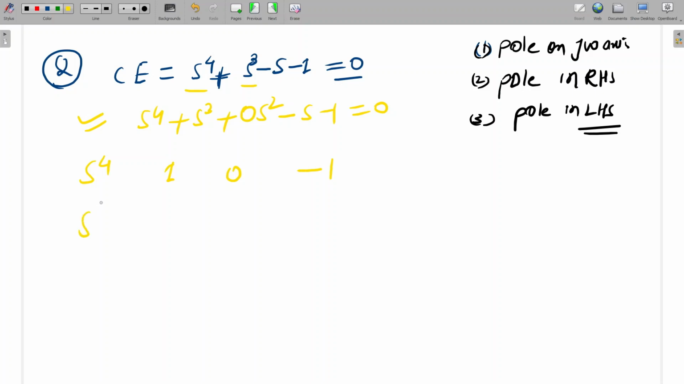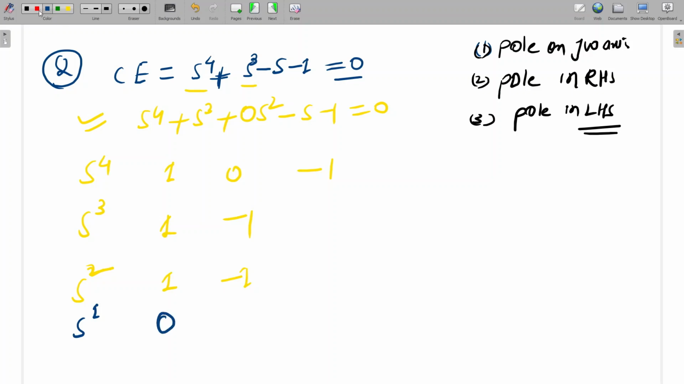S cube, what will be the coefficients? It will be 1, 1 and minus 1. Is it correct? So s square we have to calculate. What will be the s square? 1 into 0, 0 minus, it will be 1 only. Here it is, this into this, it is minus 1, correct? So what will be this value? S to the power 1, that will be 0.